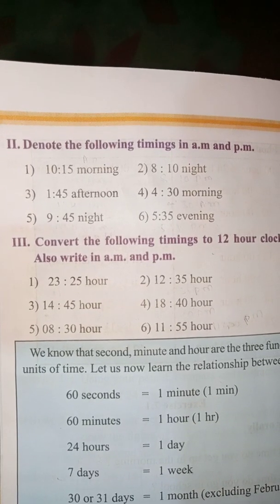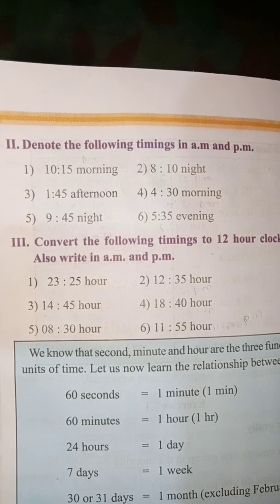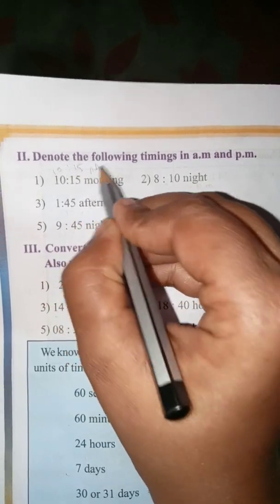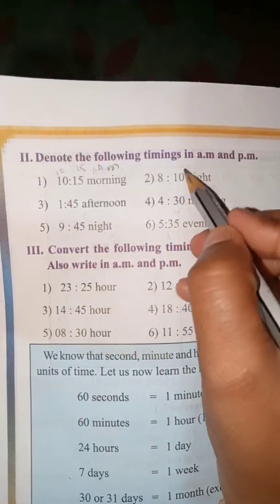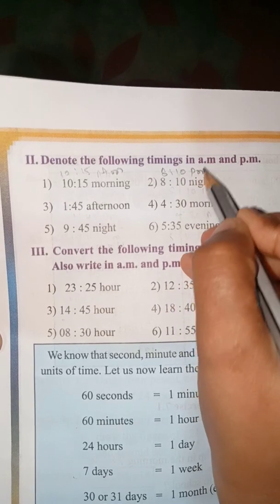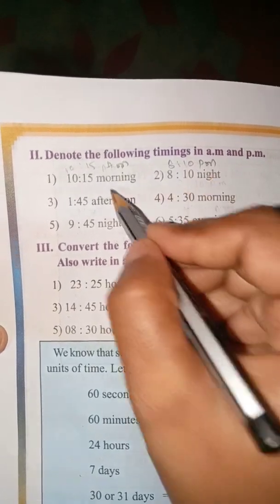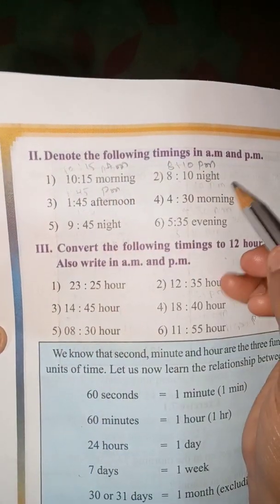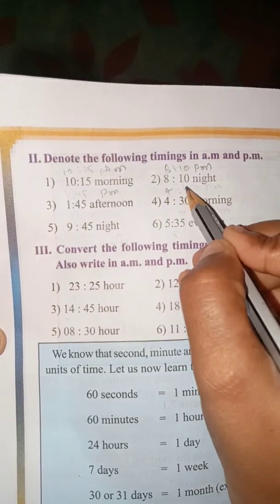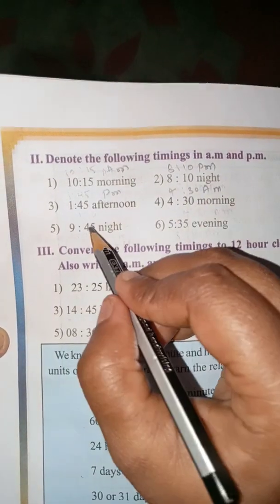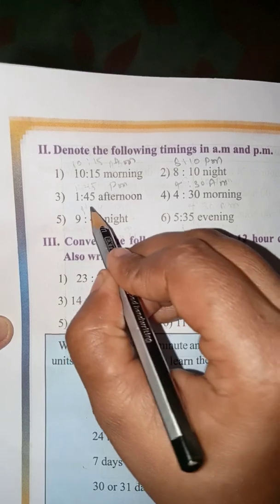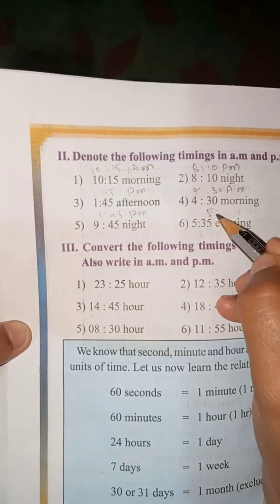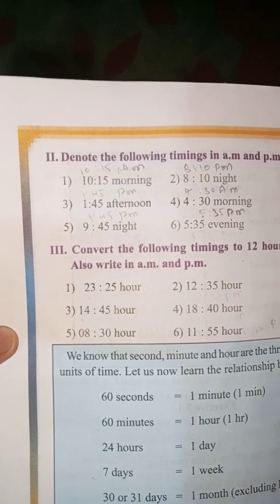Denote the following timings as AM or PM. 10:15 in the morning. Morning is AM, 10:15 AM. 8:10 at night is 8:10 PM. And 1:45 in the afternoon. Afternoon means PM, 1:45 PM. Next, 4:30 in the morning is 4:30 AM. Next, 9:45 at night, 9:45 PM. And 5:35 in the evening. Evening is 5:35 PM.